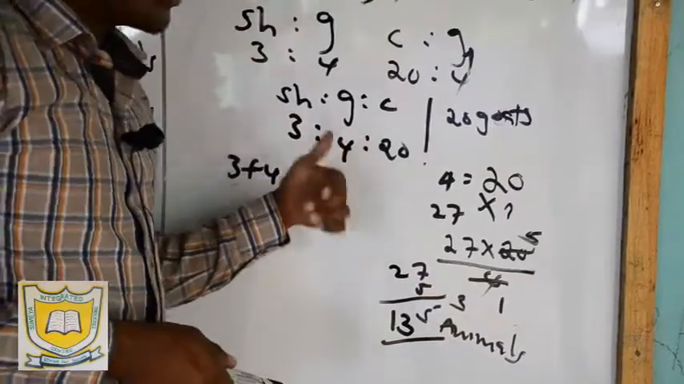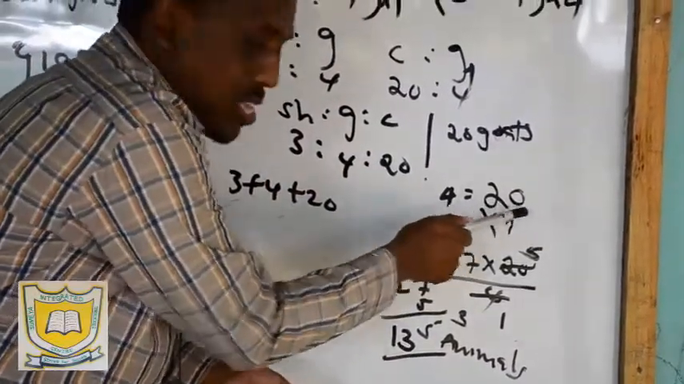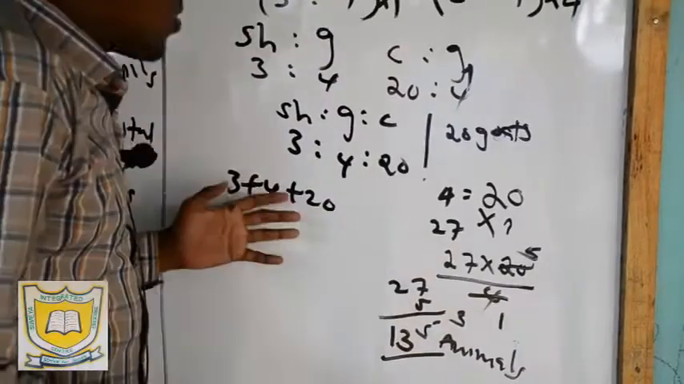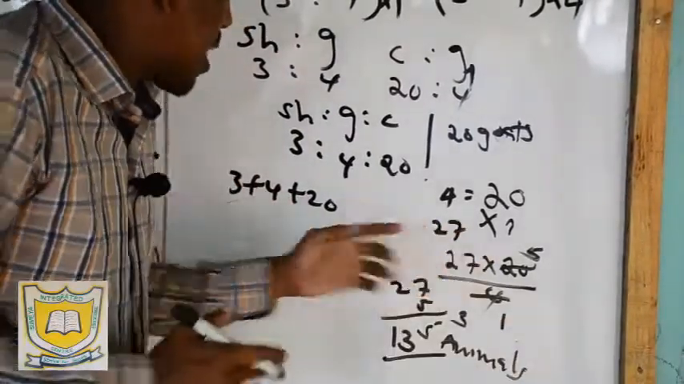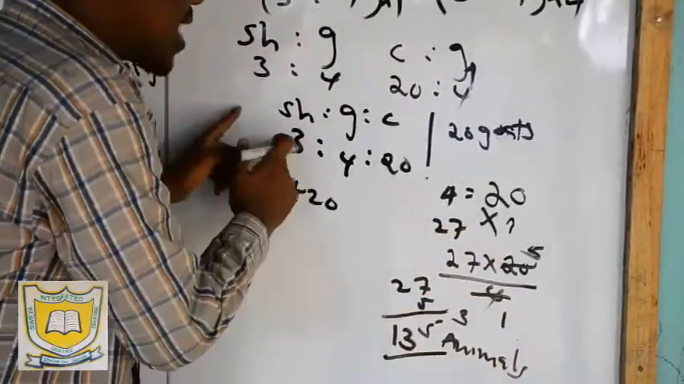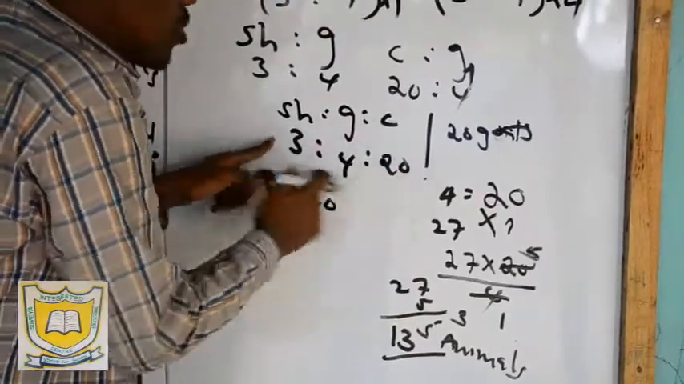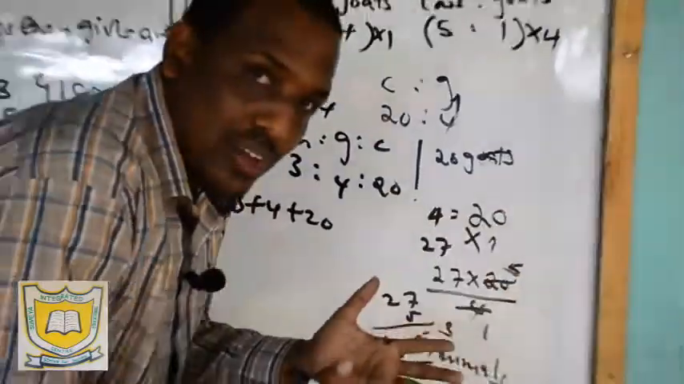If they had asked for the sheep, if 4 is equal to 20, what about 3? If they had said how many more sheep than goats are there, or how many more sheep than cows, we subtract to get the more. 20 minus what about 17? But they're asking the total number of animals.